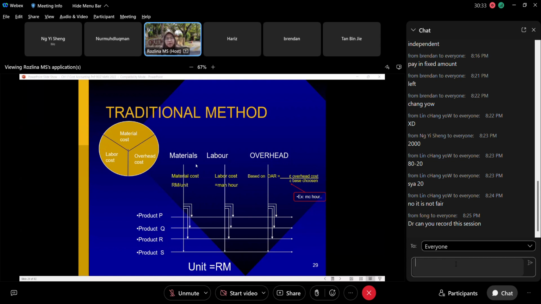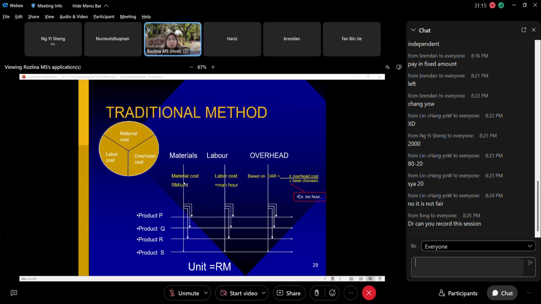Okay, we have two types of methods to distribute the cost. First, we have the traditional method, and the second one is the activity-based costing method. Okay, what is the traditional method? The basic one, we have materials, labor, and then we have overhead. So the issue is only about the overhead. If you use traditional, overhead is the lump sum, the total overhead. But if you are talking about activity-based costing, overhead must be according to the activities.